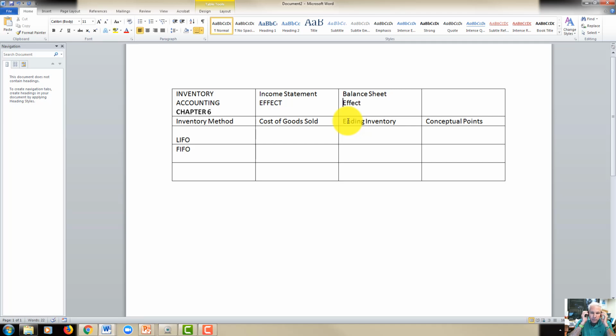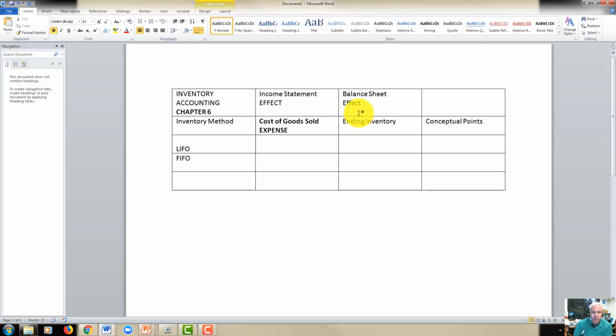These are the two things that you need to learn about inventory accounting: there's always going to be an income statement effect, which is expressed through cost of goods sold expense, found on the income statement. And the balance sheet effect deals with how we determine the ending inventory value, which is found on the balance sheet.